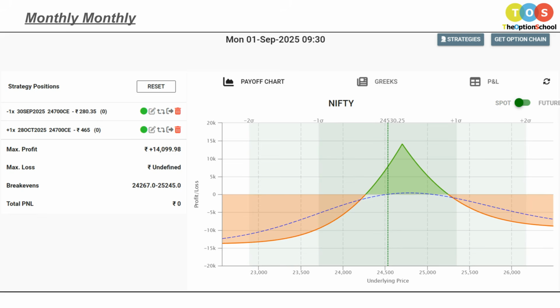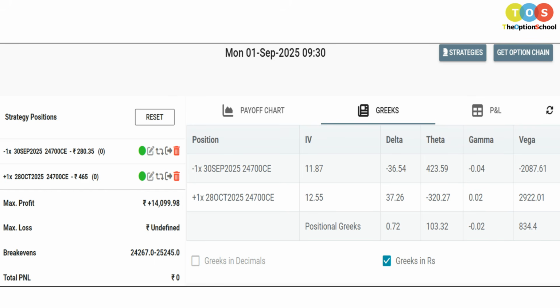So let us see what happened to the Greeks of this monthly calendar. Here we see delta is again almost neutral, but see the difference in theta. Theta is minimum. Although it gives a wide range, the theta decay is minimum in the monthly calendar. Why so? Please write in the comment section. There is a logical reason for everything.